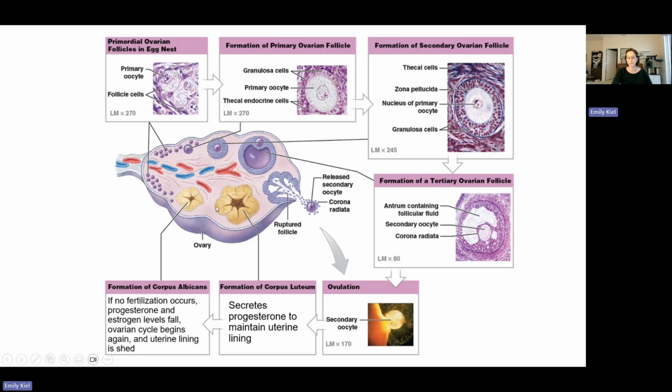There it's going to secrete the progesterone to maintain that lining. And then if there's no fertilization, the progesterone and estrogen levels will fall, and the ovarian cycle will begin again, and the uterine lining will be shed.